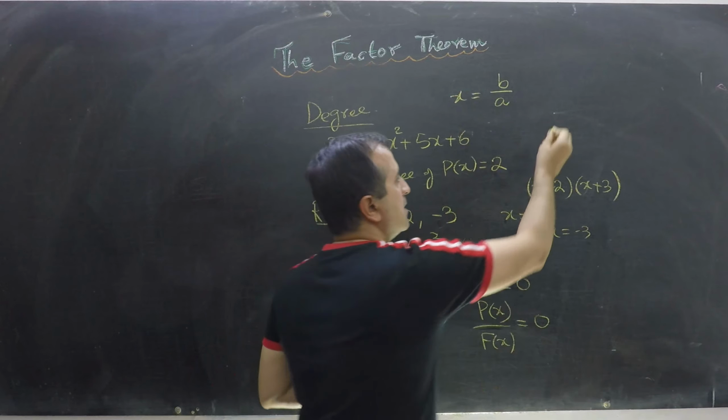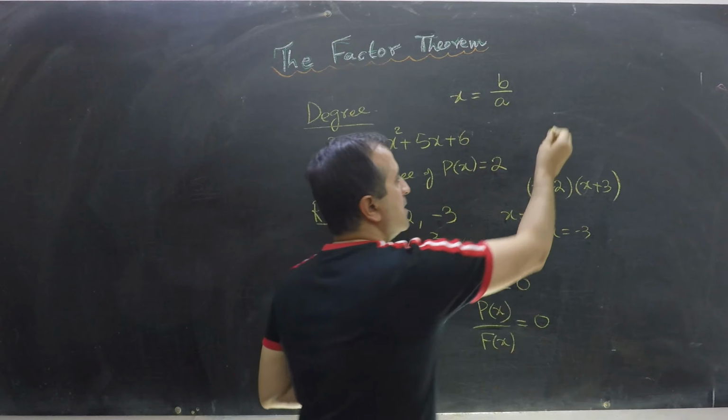Let's do an example to make this concept crystal clear. In this example, we are given a polynomial p of x with two unknowns a and b, and we have to find the values of a and b. To that end, we are given a polynomial which is said to be a factor of this polynomial. And in part b, we are asked to find all the factors of polynomial p of x.